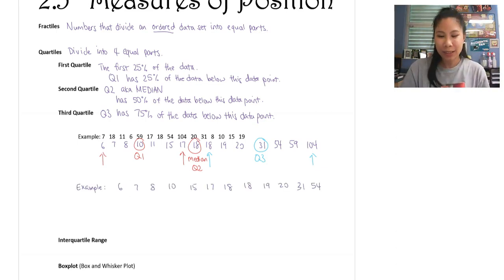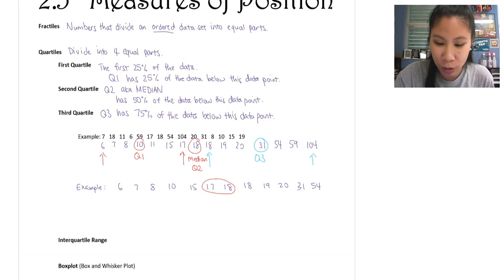I want to do another example where we have a different amount of numbers. So this time, to find the median, I'm going to count towards the middle. And this time, both 17 and 18 are in the middle, which means I'm going to add and divide by 2 to get the median, or Q2. That's going to give me 17.5.